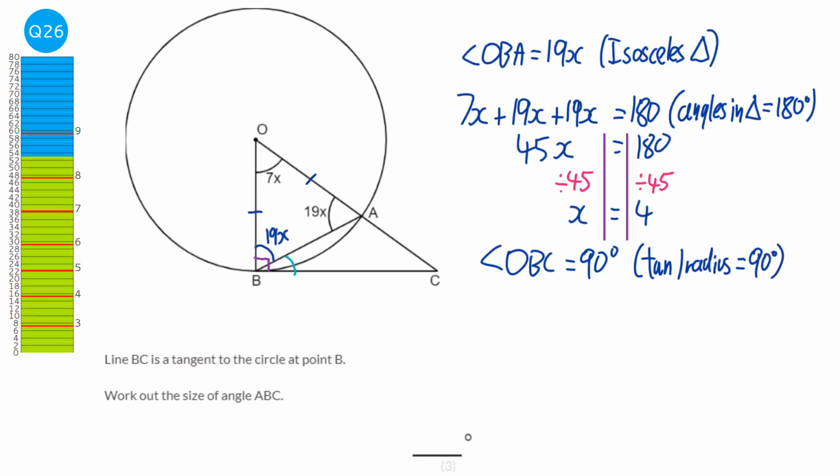And so therefore angle ABC, which is what we're asked for, it's just 90 take away the 19x. Well, we know that 19x is 19 times 4, because we know that x is 4. And so that would be 76, so in total it would be 14 degrees. So angle ABC is 14 degrees.